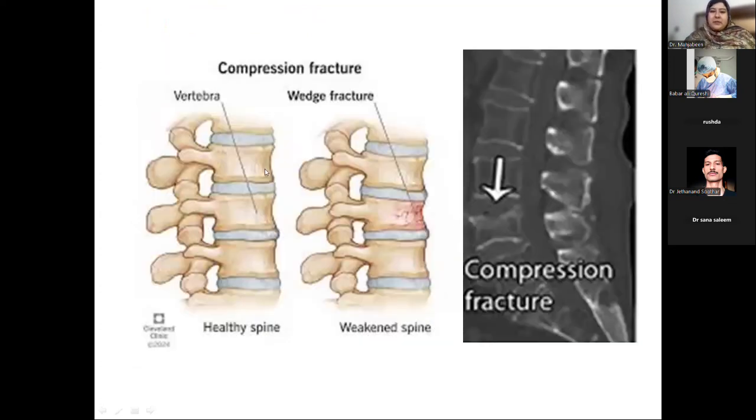Now this is a compression fracture. We said that compression fractures involve just the anterior column. So that results in wedging of the spine. Now what is wedging of the spine? Normally the spine is like this, but when there is a fracture of the anterior column, the vertebral body becomes wedge shaped. This is known as wedging of the vertebra. That is a wedge fracture. That's why compression fractures are known as wedge fractures, right?